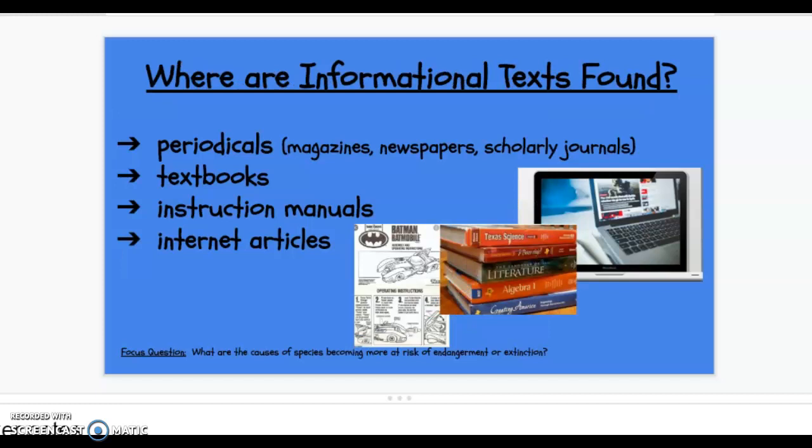Where are informational texts found? So they could be in periodicals like magazines, newspapers, scholarly journals, textbooks, instructional manuals, internet articles. So I would say that News ELA is an internet article, and these are all fact-based articles. So we could say that they're true.